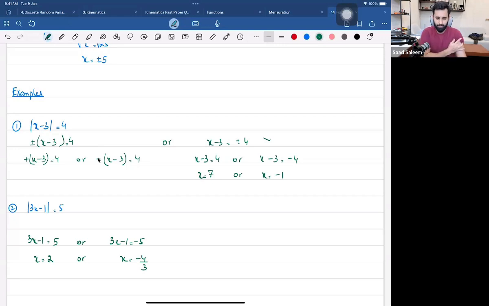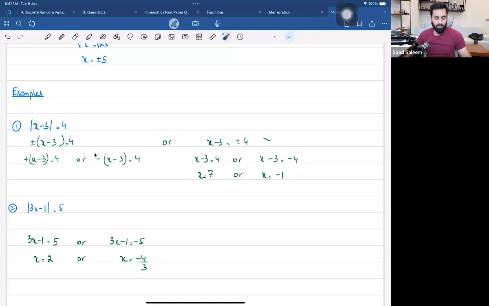Now, graphically speaking, how come we're getting two different values? Normally, when you solve a linear equation, if let's say you solve 3x - 1 equals 5, you get one value. How come we're getting two different values over here? What's the logic behind that? Question for you guys. No, it's not a quadratic. That's not the correct logic.